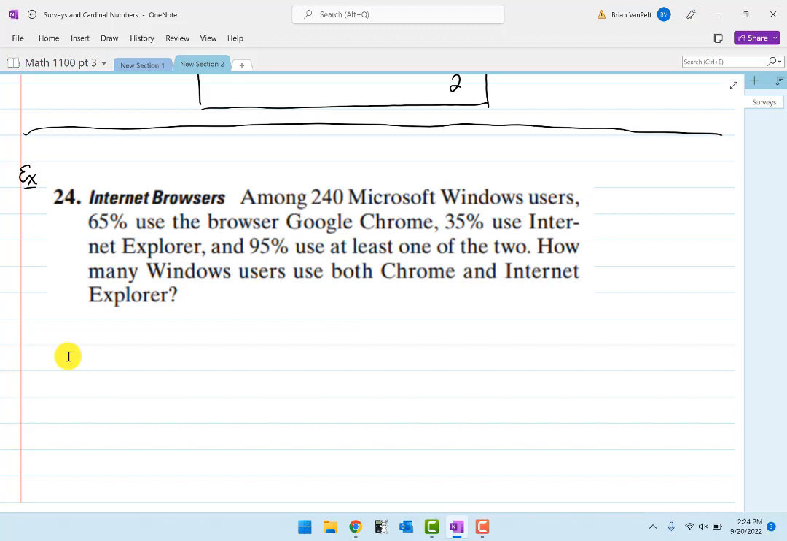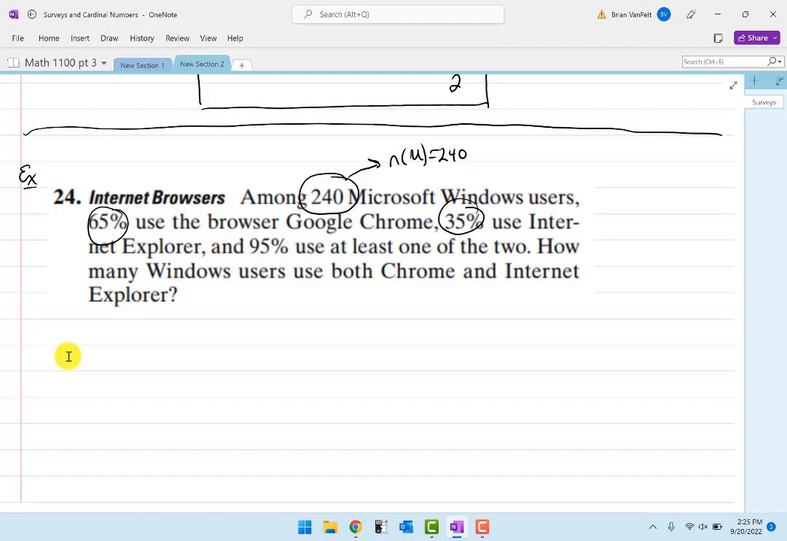Here's another question. This one is more of a word problem. We have 240 Microsoft Windows users. So what they've told us here is that the size of the universe is 240. Now we've got a breakdown here. We've got Windows users who use Chrome and then Internet Explorer. These are the percentage breakdowns.